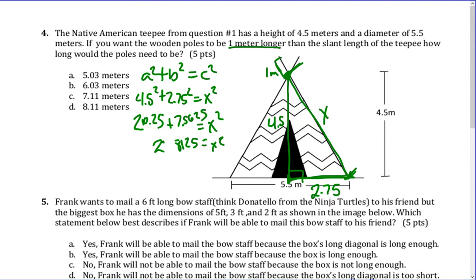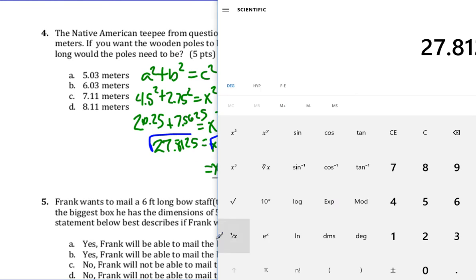All right, and now to solve this, we're going to square root both sides to get the x by itself, so that we get x equals. If I square root that, we get 5.27.